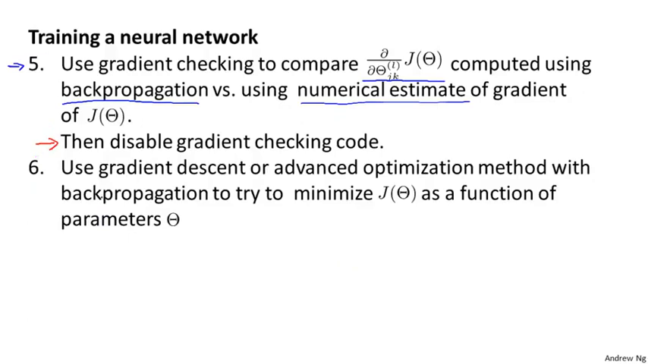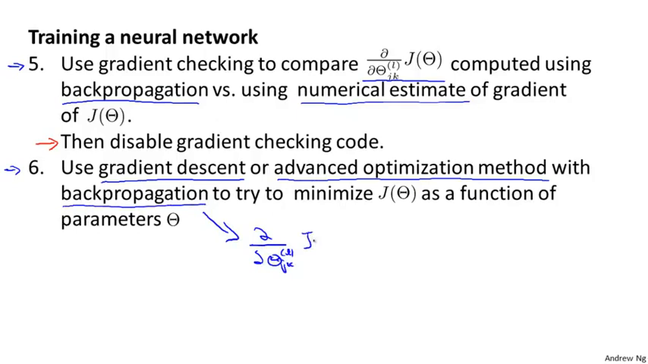And finally, we then use an optimization algorithm such as gradient descent or one of the advanced optimization methods such as LBFGS, conjugate gradient, as embodied in fminunc, or other optimization methods. We use these together with backpropagation. So backpropagation is the thing that computes these partial derivatives for us. And so we know how to compute the cost function, we know how to compute the partial derivatives using backpropagation. So we can use one of these optimization methods to try to minimize J of theta as a function of the parameters theta.